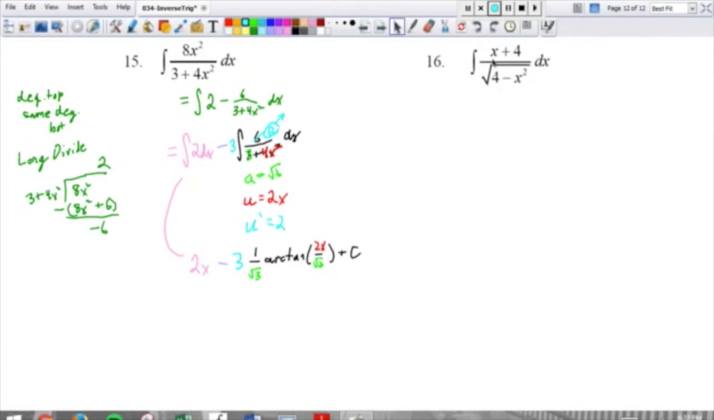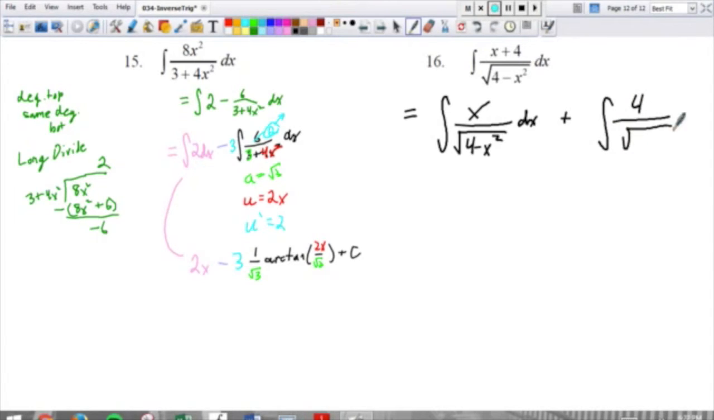This one, let's just break it up. That's a valuable strategy here. So I'm going to break this up into an integral of x over that square root dx plus the integral of 4 minus x squared dx.